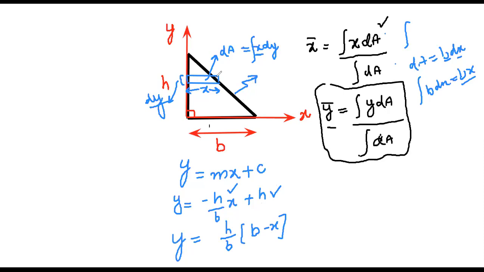The equation of the straight line with slope decreasing can be written as y is equal to h by b multiplied by b minus x. This is the equation of our straight line. Okay, so this gives us the relationship between x and y.